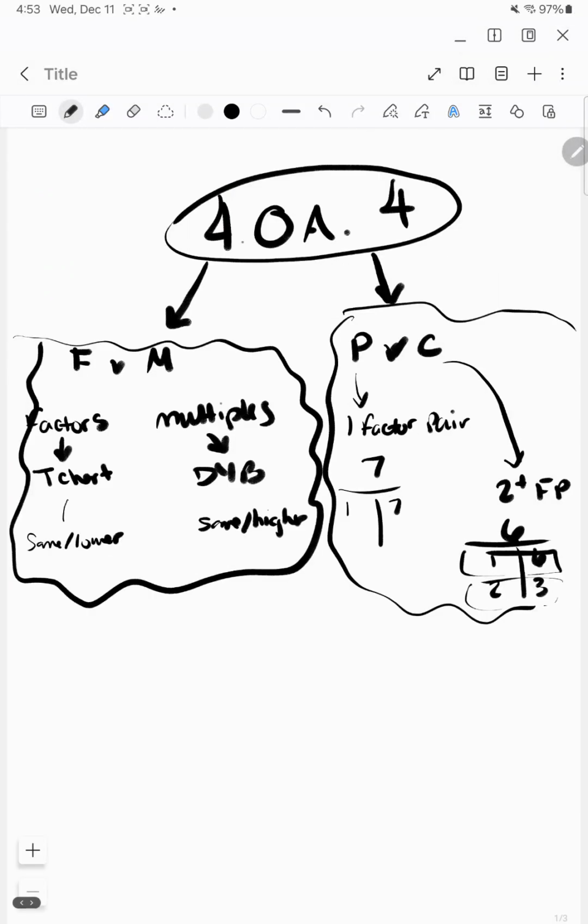Hello everyone, I just wanted to do a quick video on 4.OA.4, which talks about factors and multiples and prime and composite numbers. Another keyword that will usually be mentioned is factor pair, which is basically in the name. It's a pair of numbers.